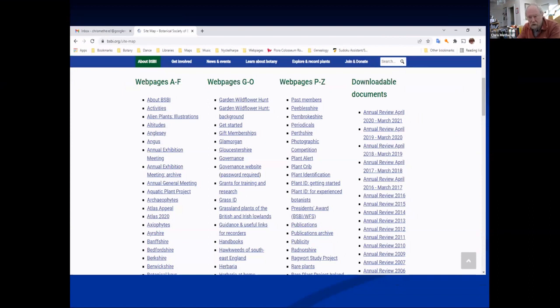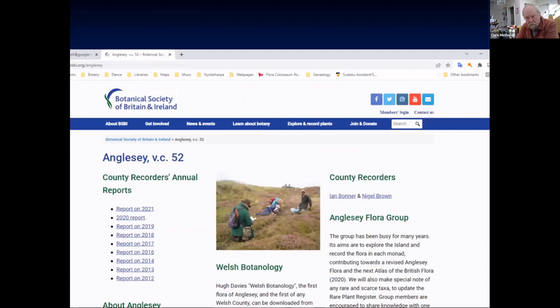For example, I'm sure you can see from that list that many counties, probably almost all vice counties, now have their own web page, which is maintained as part of the BSBI site. Here's an example. This is Anglesey, very active Flora group. They publish annual reports, and there are listings of their meetings, where they're going. You can see there's an article there about Welsh botanology, which was a very, very early UK botanical book, and in fact believed to be the first one in Wales.